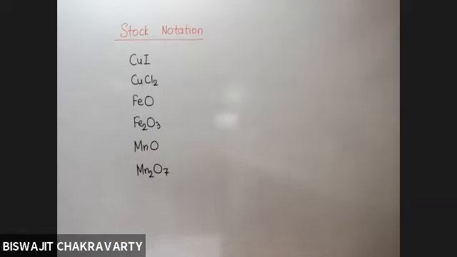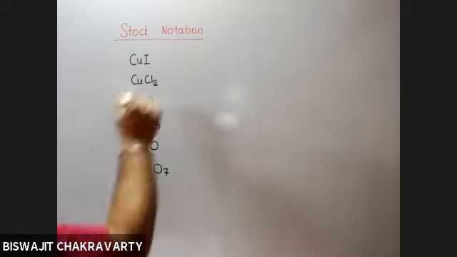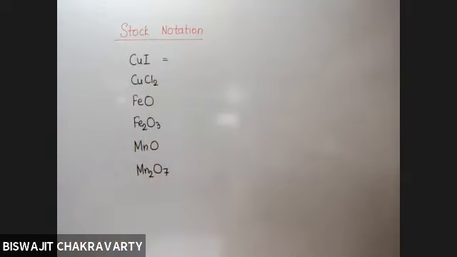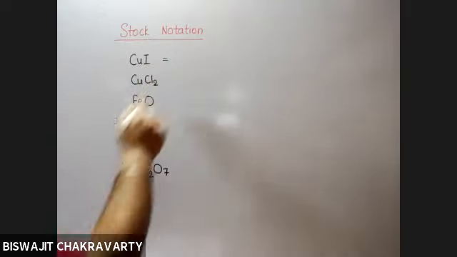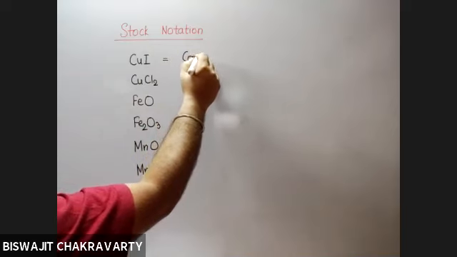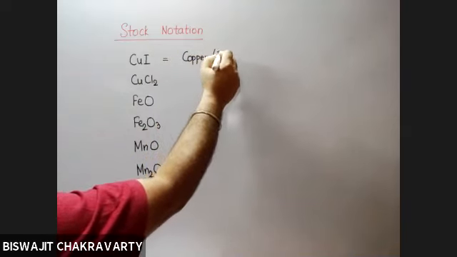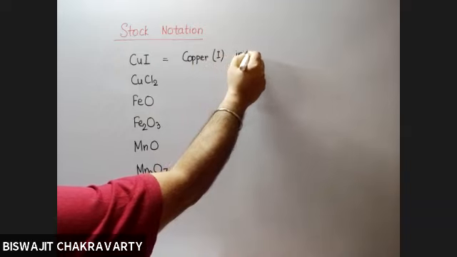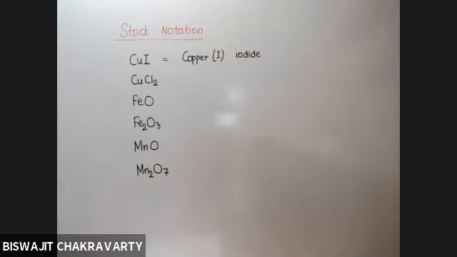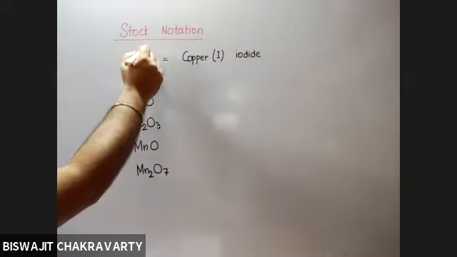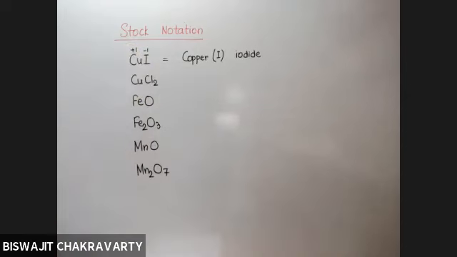Iodine is a halogen. All halogens generally show an oxidation state of -1. Fluorine, chlorine, bromine, iodine show a normal oxidation state of -1. So what name would you give to the first one? Copper 2 iodide. If this is -1, this has to be +1 or not?